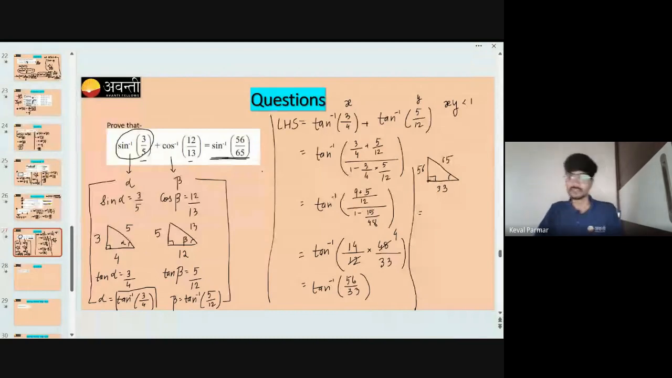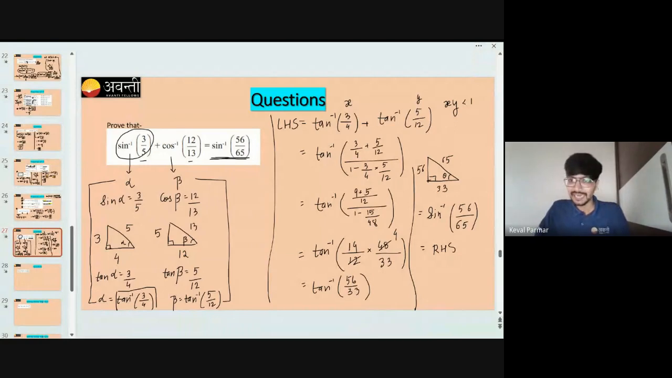We want tan inverse to be converted to sine inverse. So I can write it equal to sine inverse. What is sine inverse? Opposite upon hypotenuse. So for this angle, opposite is 56, hypotenuse is 65. So I'll get sine inverse of 56 by 65, which is equal to RHS. Hence, proved.